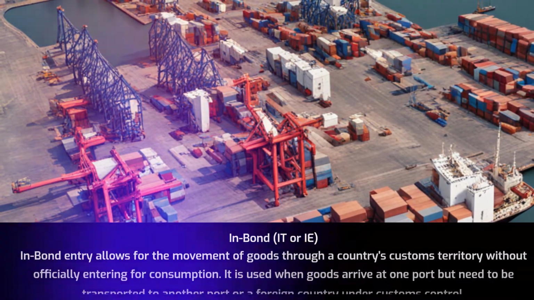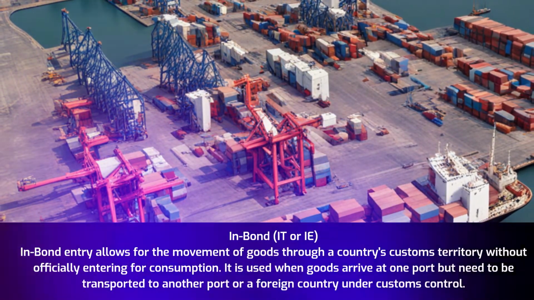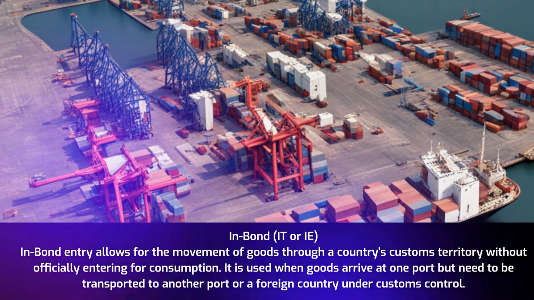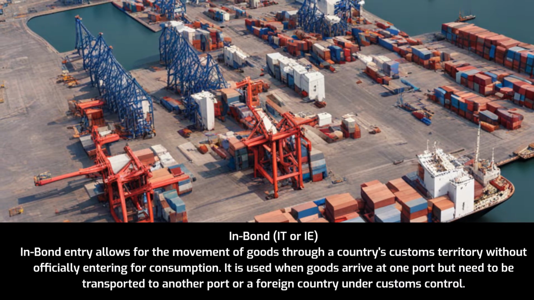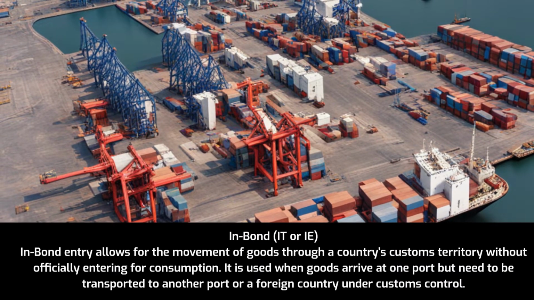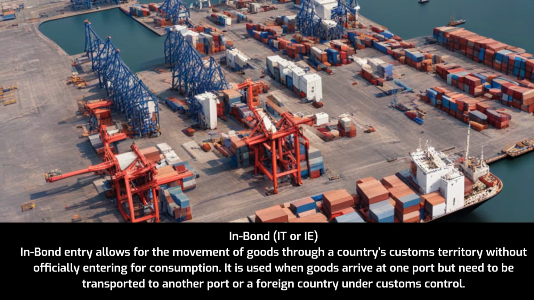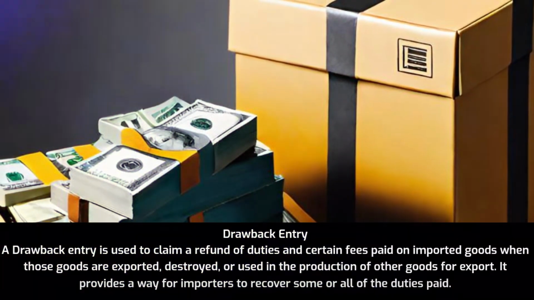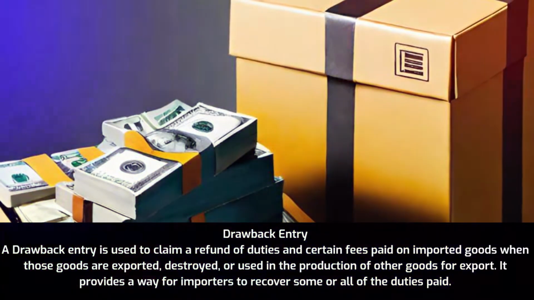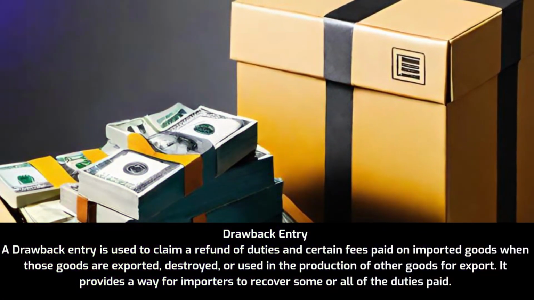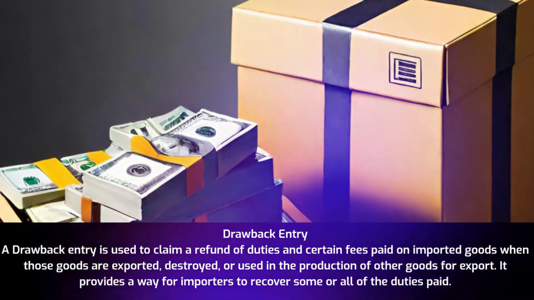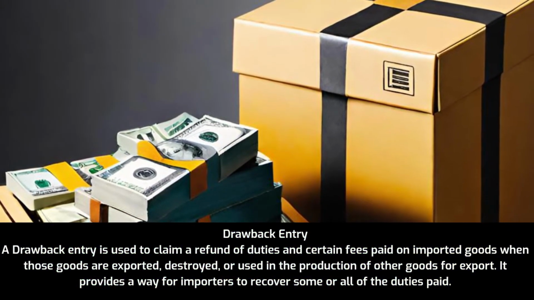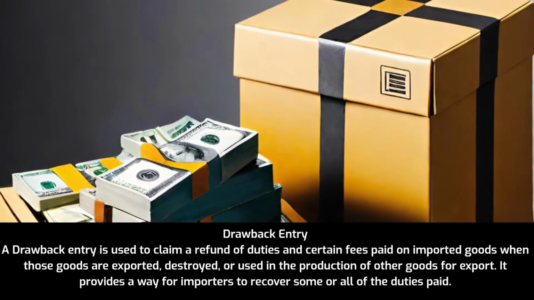In bond (IT or IE), in-bond entry allows for the movement of goods through a country's customs territory without officially entering for consumption. It is used when goods arrive at one port but need to be transported to another port or a foreign country under customs control. A drawback entry is used to claim a refund of duties and certain fees paid on imported goods when those goods are exported, destroyed, or used in the production of other goods for export. It provides a way for importers to recover some or all of the duties paid.